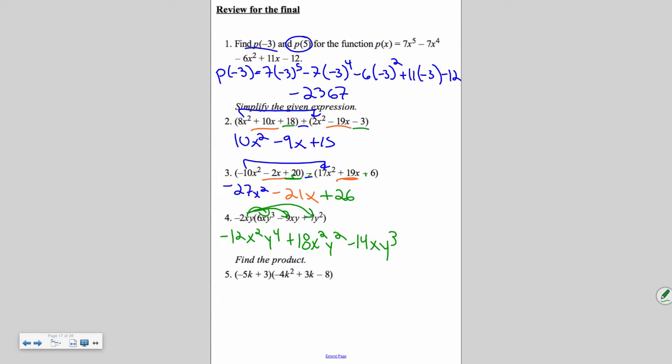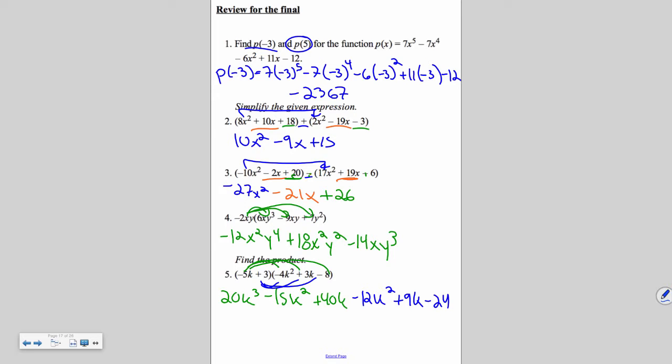For the next one, you have to multiply twice. So you have to multiply the -5k times everything. So you should get 20k to the 3rd minus 15k squared plus 40k. Then you multiply the 3 times everything, which is -12k squared plus 9k minus 24.